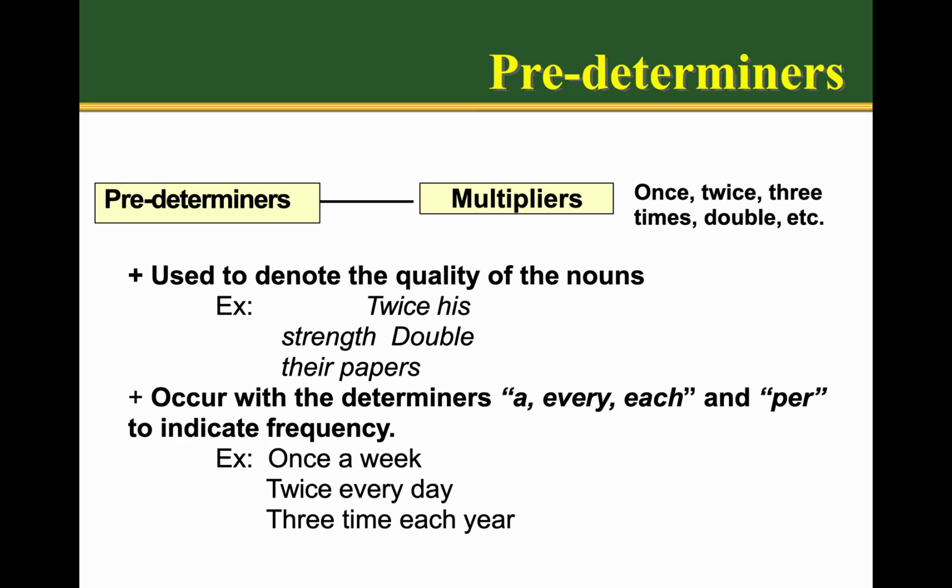They occur with determiners like a, every, each, and per to indicate frequency. So you say once a week, twice every day, three times each year. Once is a predeterminer, which is called a multiplier. Twice is a predeterminer, which is called a multiplier. Three times is also a kind of multiplier, which is a predeterminer, followed by a central determiner: a, every, each.